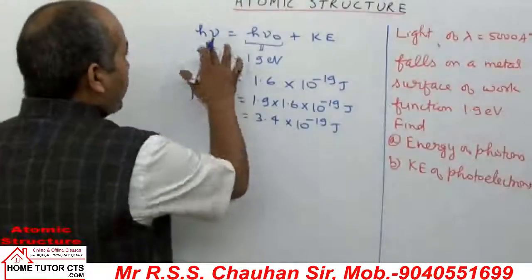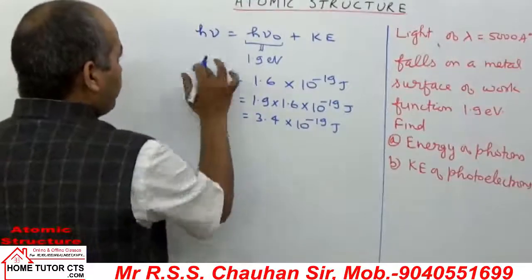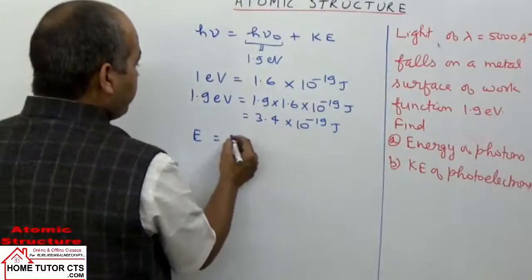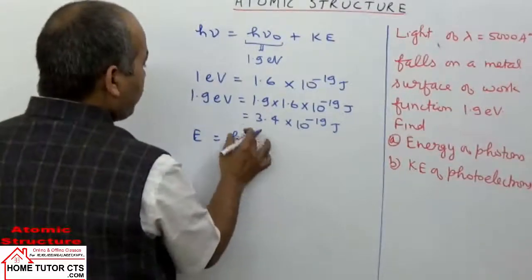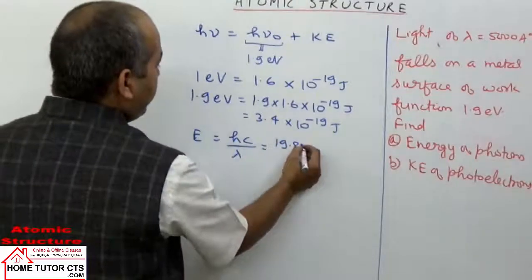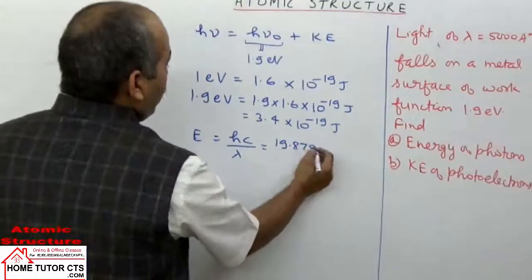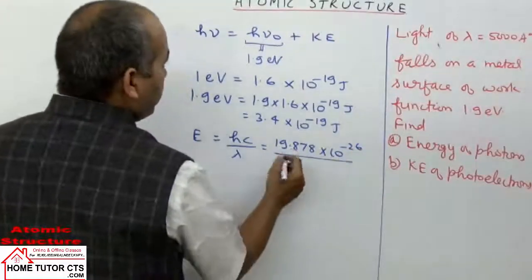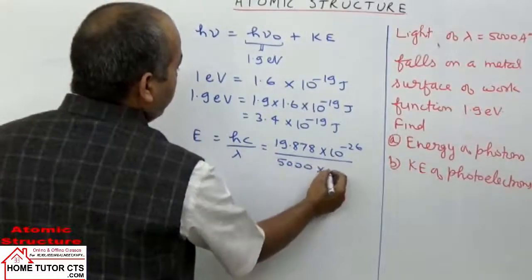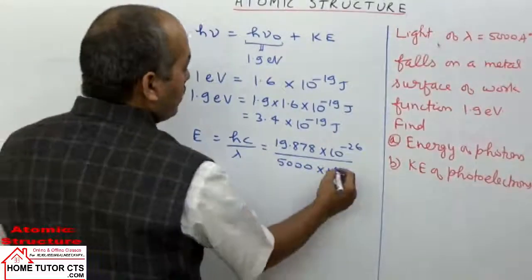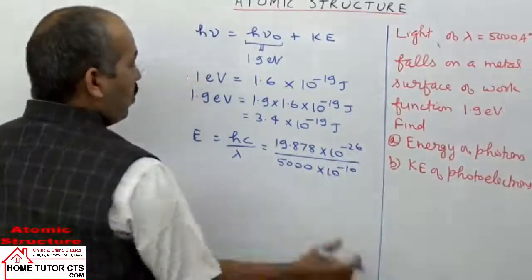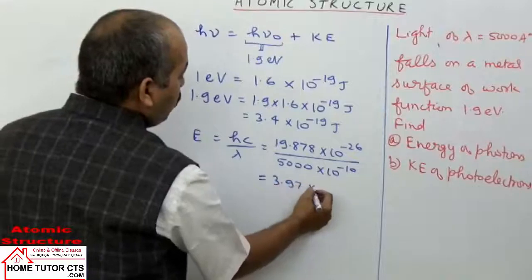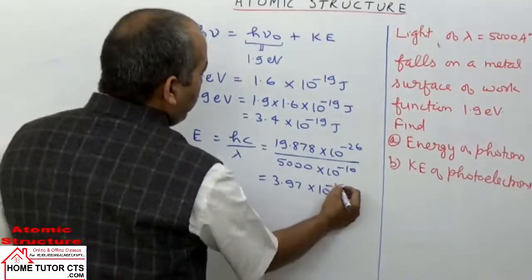From here, what can be taken? Energy of photon. If you calculate here, energy of photon can be found by the relation hc by lambda. We can take the product of h into c, 19.878 into 10 to power minus 26 joules divided by lambda, 5000 angstrom, taken in meters as 10 to power minus 10. On solving, this value is coming 3.97 into 10 to power minus 19 joules.